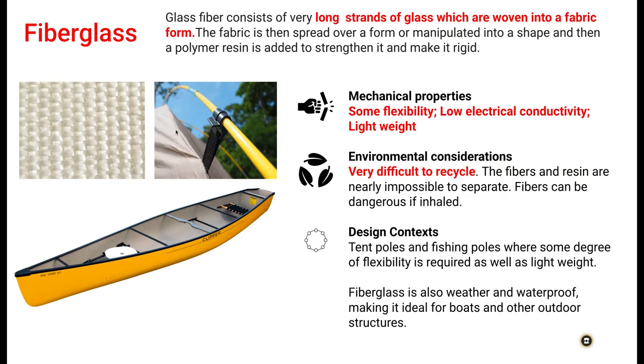And then the last one is fiberglass. Fiberglass is glass, but it's long strands of glass which are actually woven into a fabric. So these are actually glass fibers. But because it's a fabric, you can lay it over a mold or a form, and then you can add polyester resin to it, which we talked about in the plastic section. And so it's very lightweight. It's very easy to shape into different shapes. This is extremely difficult to recycle, so there is an environmental cost of using fiberglass, but it could be used in things like canoes, tent poles, things like that.